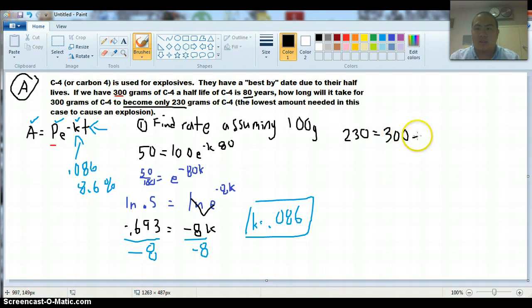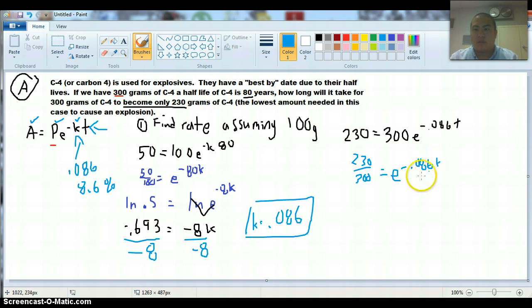Then I have e to the negative 0.086 times t, and I want to find t. So all I have to do is divide by 230. I'll write my next step here. 230 divided by 300 is equal to e to the negative 0.086 t.